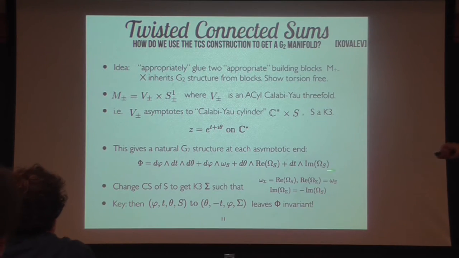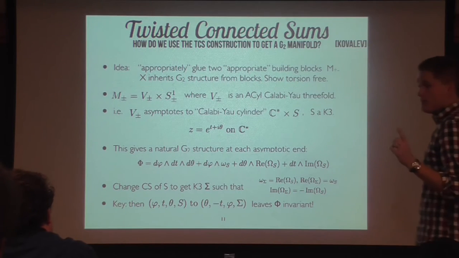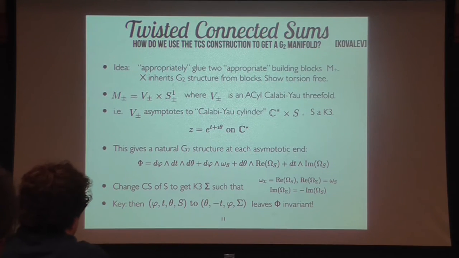And in fact, this structure here, if you do this mapping, phi, t, theta, and s, S is one of the K3s, sigma is another one of the K3s. Notice that you're swapping the coordinates phi and theta. There are 2 circle coordinates because it's C star times S1 asymptotically. So there's an S1 that comes from the C star, and there's another S1, and you swap those circles. That's why it's not holonomy SU3, it's holonomy G2. If you didn't swap them, you would have holonomy SU3. Good. So the point is that this map leaves phi invariant.